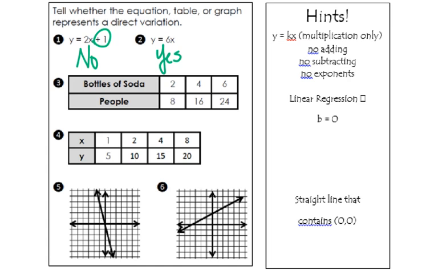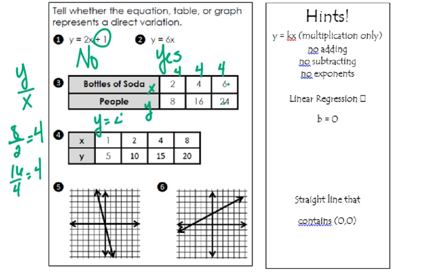Number 3, bottles of soda to people. Remember we talked about y over x. This is y, this is x. So if I take y and divide it by x, I get 4. For the next one, 16 divided by 4 gives you 4. And 24 divided by 6 gives you 4. As long as that constant stays the same, then you are dealing with direct variation. The equation here would be y equals 4x. So yes, this is direct variation.